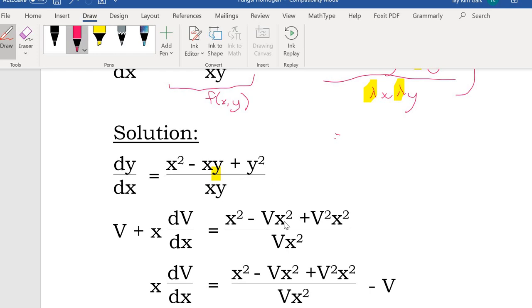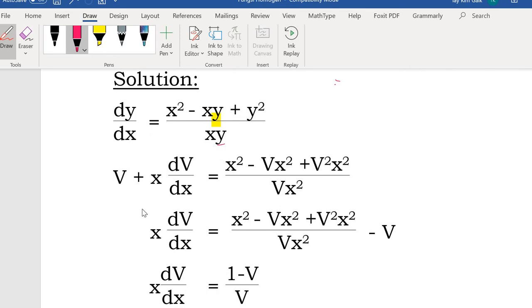You replace the y by vx. So y squared, you have v squared x squared. The x you don't touch, it remains the same. Only y is v times x, so you have vx squared. So y here is replaced by vx, so vx times x, so vx squared. And dy/dx will be v plus x dv/dx.